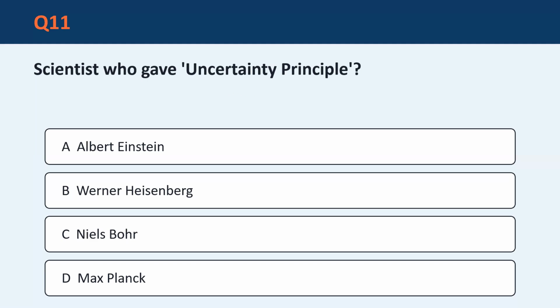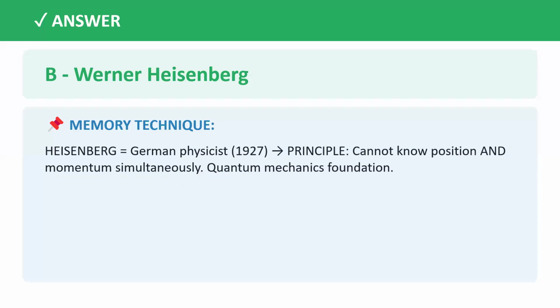So the next question is, scientist who gave uncertainty principle. So who was the scientist who gave uncertainty principle? And the options are Albert Einstein, Werner Heisenberg, Niels Bohr, and Max Planck. And the correct answer is Werner Heisenberg.